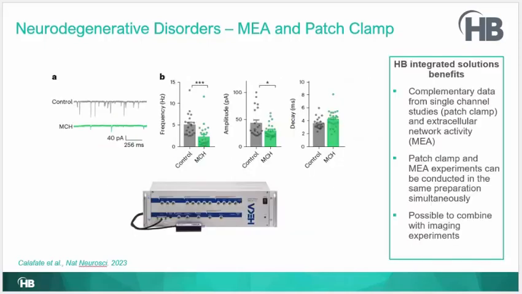And again, with the same cohort, you can also do patch clamp physiology. In this particular example, they found decreases in activity between the control condition and the MCH condition. And so you have complementary data here from the single channel studies, which is done by patch clamp, and the extracellular activity that's captured by the MEA. As I've mentioned before, these two instruments can be pretty seamlessly integrated together and can even be combined with microscopy. So you could potentially add in something like 2-photon microscopy or confocal imaging at the same time that you're doing these electrophysiology experiments.